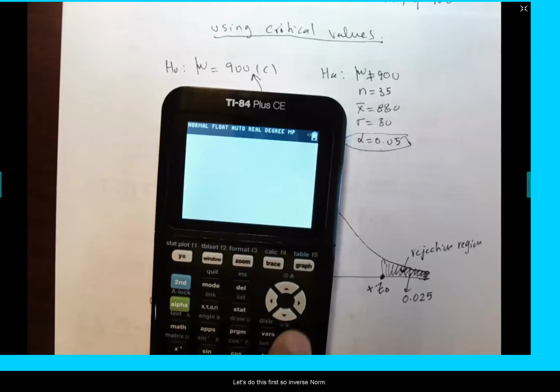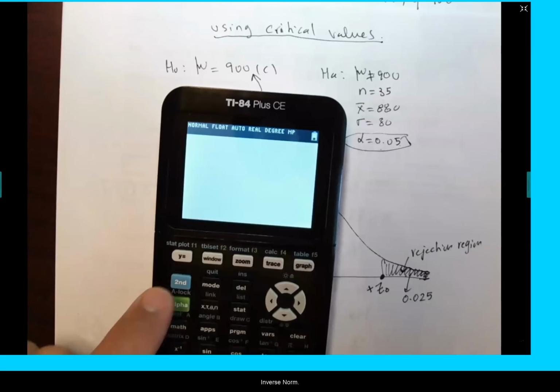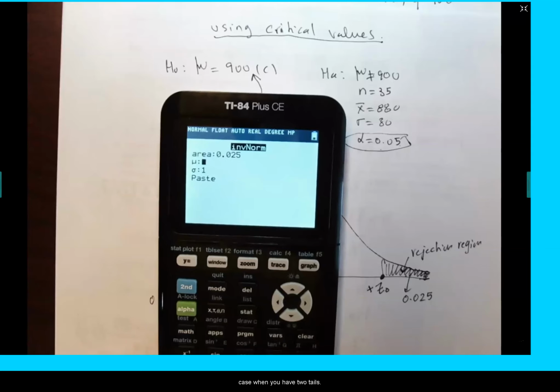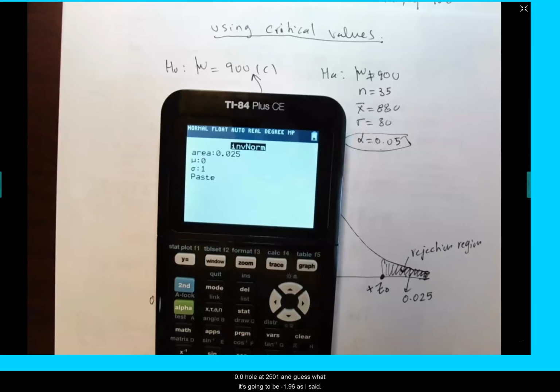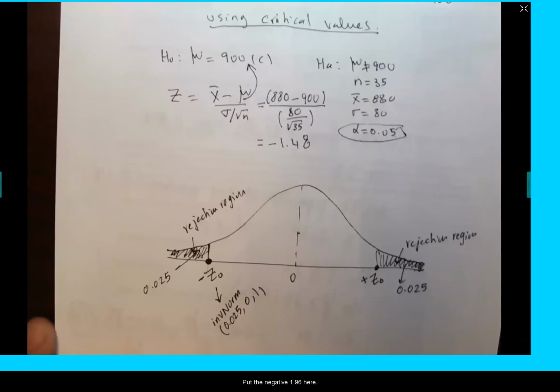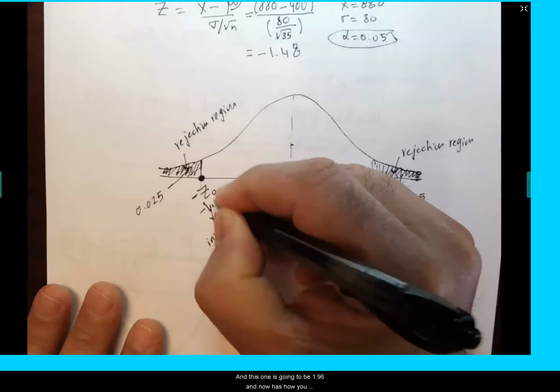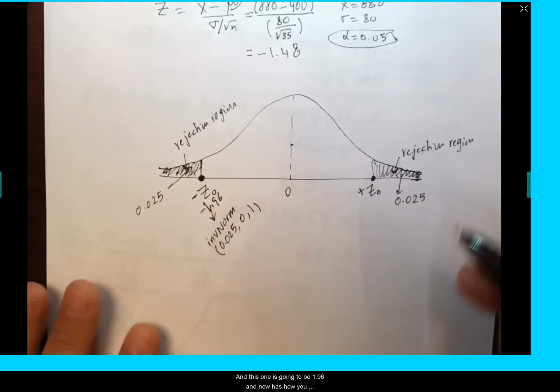So inverse norm, second distribution, guys, inverse norm, and I got 0.025. Now, maybe the question you want to ask me, do we always divide alpha by 2? No, only in the case when you have two tails. So 0.025, and guess what? It's going to be negative 1.96, as I said. So let's put the negative 1.96 here. And this one is going to be 1.96.